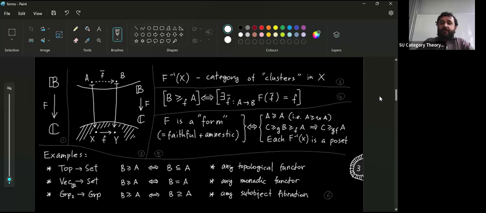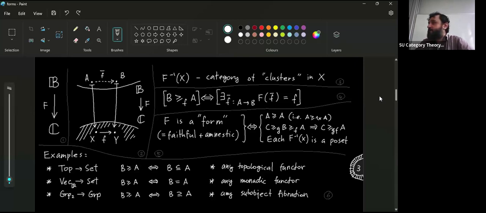But they will also satisfy an additional condition which makes things a bit easier, and that is faithfulness of the functor and also being amnestic. Being amnestic means that the fibers are going to be not just arbitrary categories, but they're going to be posets.